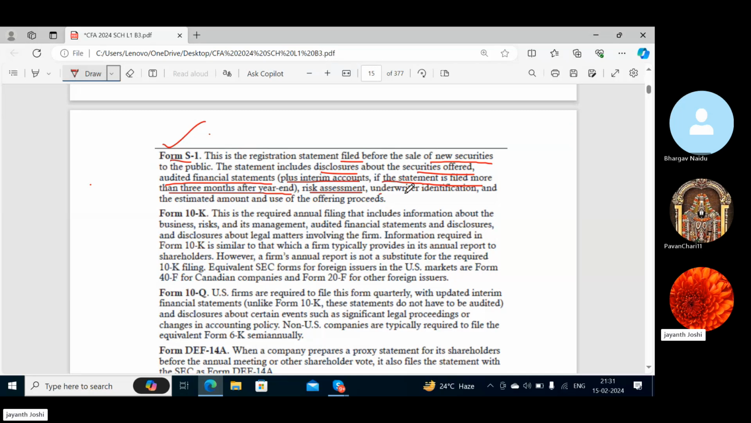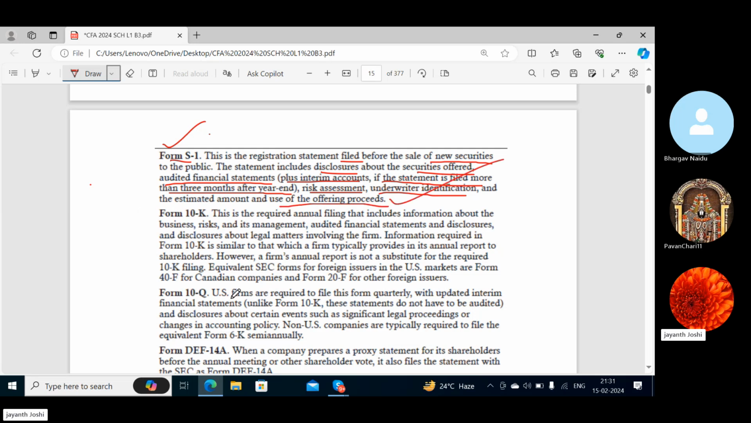Underwriters' identification: whoever is going to underwrite the shares of the company, or provide the necessary last-moment capital to the company for fulfilling the minimum subscription required to start the company, and the estimated amount and use of offering proceeds.